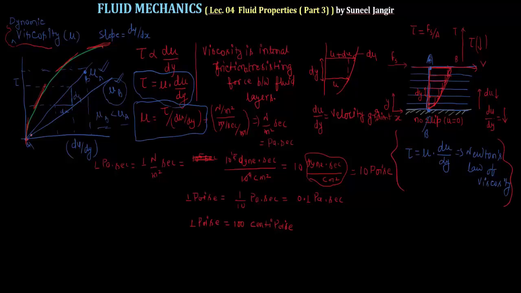When fluids behave like that, they are termed as non-Newtonian fluids. So if we define this type of fluid, these are termed as non-Newtonian fluid. And these fluids, this one and this one, are termed as Newtonian fluid.